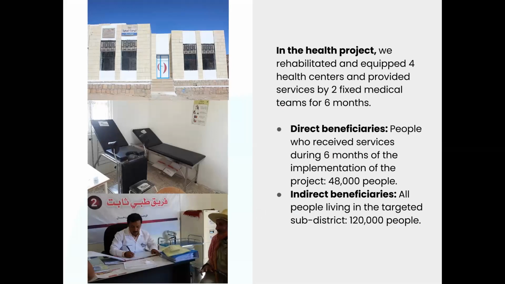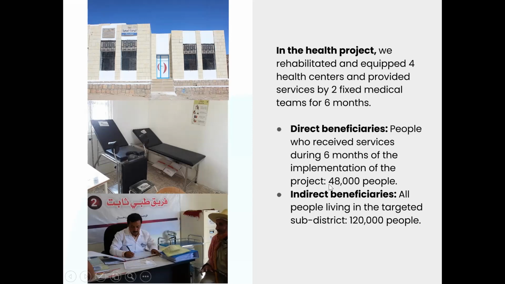In the health project, for example, although these pictures are from different types of projects, as an example, we implemented one health project, which included rehabilitation of four health centers and hospitals. Also, we provided equipment and furniture, and we provided health services through two health centers. So in general, during this project, we had direct beneficiaries, who are the people that received health support or health services during the 6 months of implementation of the project.